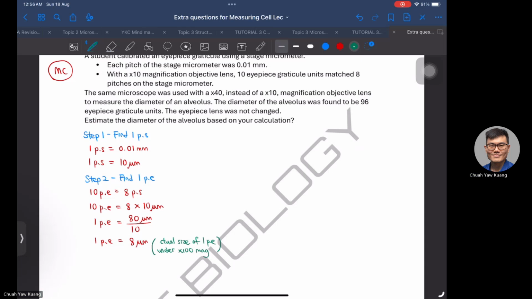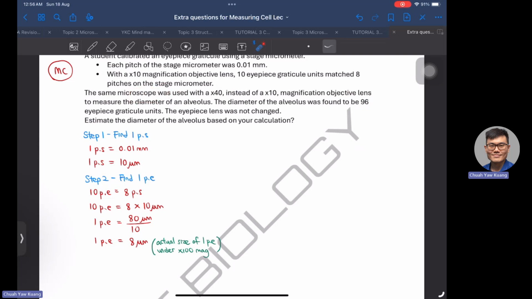And when the question uses the eyepiece reticule to measure, they have changed the objective lens. The objective lens now is changed to 40x objective lens. The same microscope was used, but the objective lens is 40 times. So it is now under 400 times magnification.